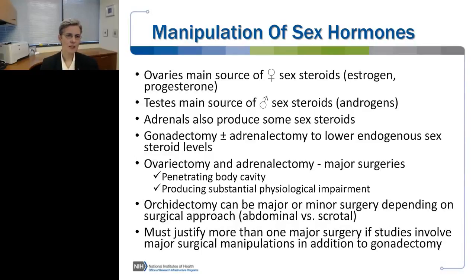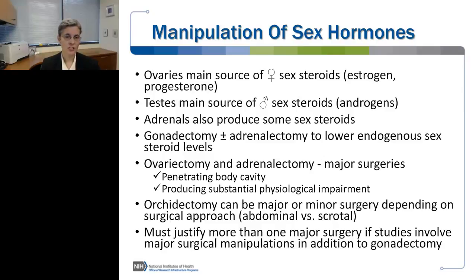Now, depending on your question, you may actually want to control hormone levels. You may be asking the question, are sex steroids going to be important, or are there innate differences, or do they not play a role? Ovaries are the main source of female sex steroids, estrogen and progesterone, whereas testes are the main source of male sex steroids, or androgens. I should point out that the adrenal glands can also produce some sex steroids, but predominantly the gonads are a large source of these sex steroids.